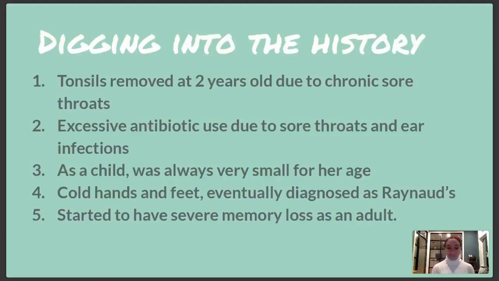So another thing that she said was that she had cold hands and feet. She was eventually diagnosed with Raynaud's. Raynaud's is very extreme cold hands and feet and really poor circulation and even poor nerve firing into the hands. So outside of that, she also started to have the severe memory loss. She mentioned that in the history saying, my memory is really bad and that's why I have my assistant follow me around. And I said, okay.